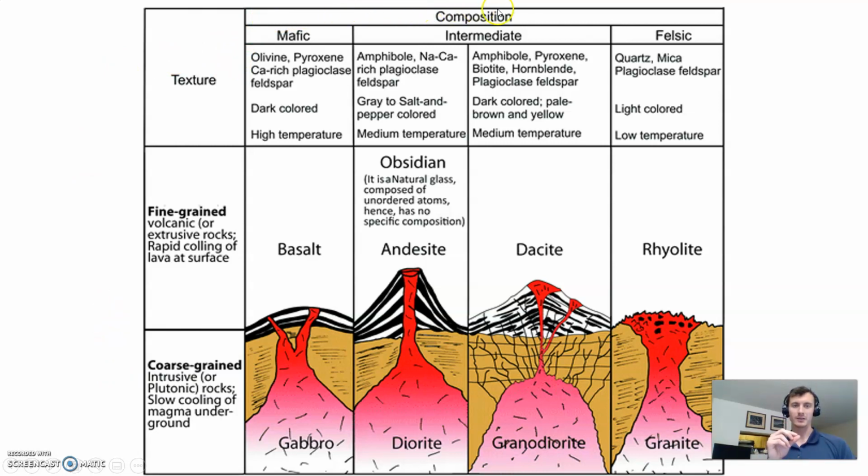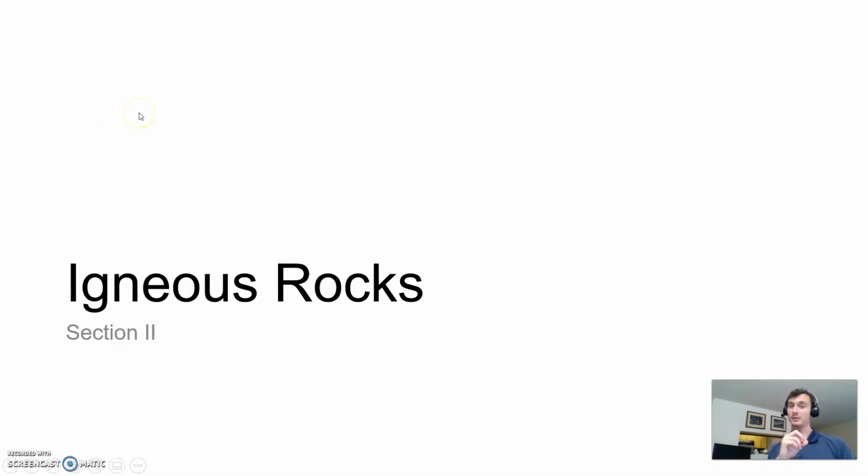And over here we have composition. So felsic, we're talking about the whiter stuff, light-colored, rhyolites. Over here, mafic, the darker stuff, basaltic. Section 2 will cover igneous rocks.